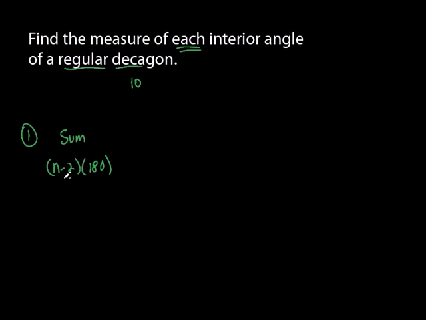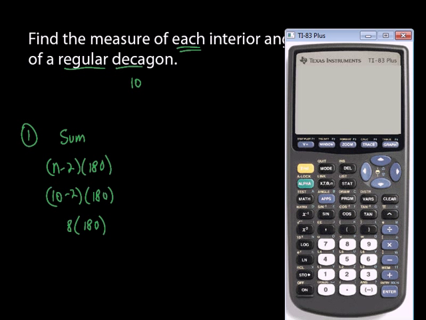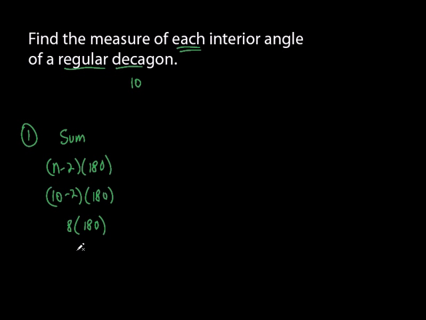So it's a decagon. So it's 10 minus 2 times 180. 10 minus 2 is 8, and 8 times 180. I should know that off the top of my head, but I don't. So let's see. It's 8 times 180, and that gives you 1440. So that's 1440. Now that's not my answer. That's the sum of all the angles.